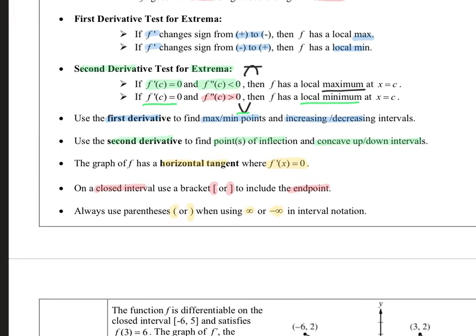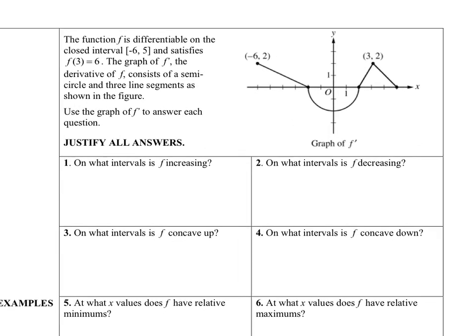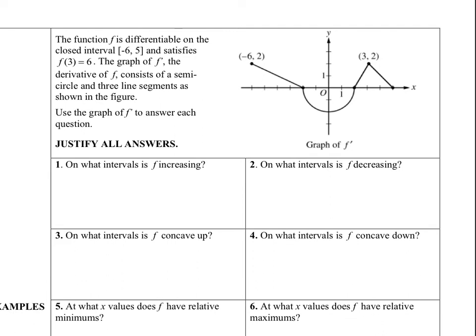Let's look at a few examples. Some of this will be review and some of it will be new. We're given a function f. We're told f is differentiable on this closed interval from -6 to 5. We're given a value of f of 3 equals 6. This is a graph of f prime. So we're looking at f's derivative. What we have is a semicircle, and then these are just straight line segments.